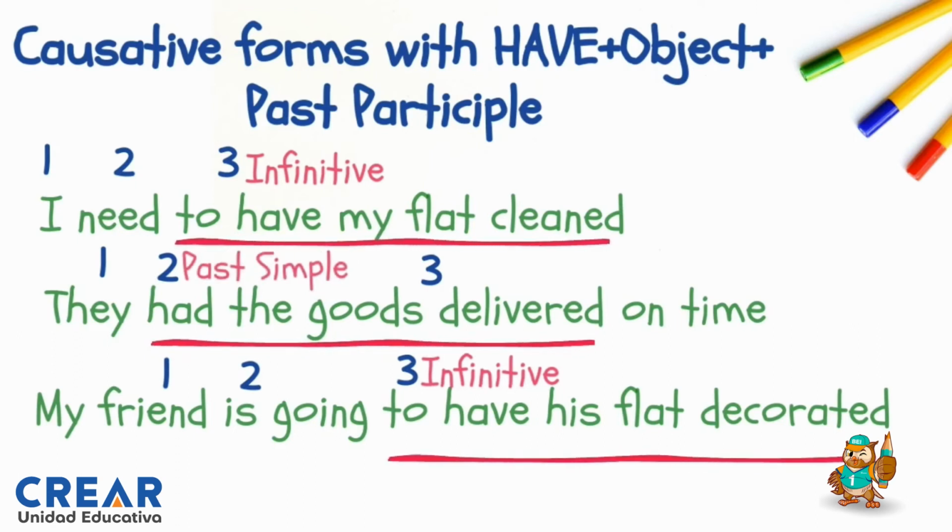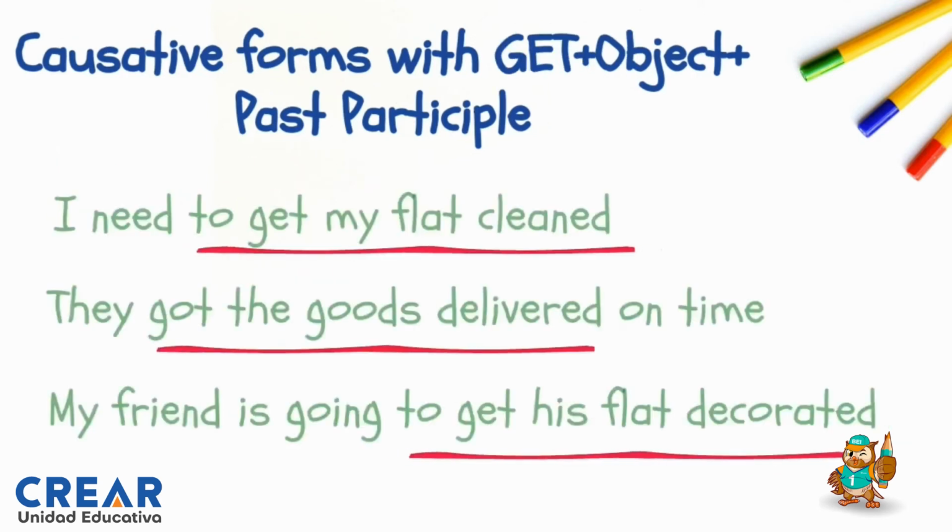Okay, the second, number 2, we got the past simple of it, right? So in this example, we also need the past simple. So these rules are pretty different, right? So in this one, we can see the differences. Okay, one more time, my dears. I need to get my flat cleaned. They got the goods delivered on time. My friend is going to get his flat decorated.